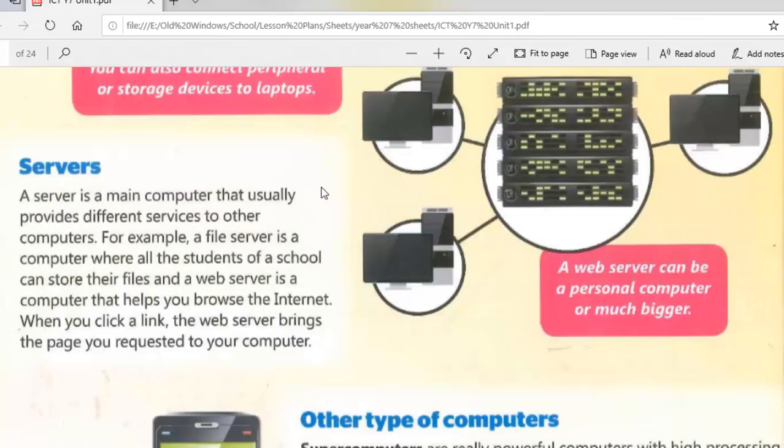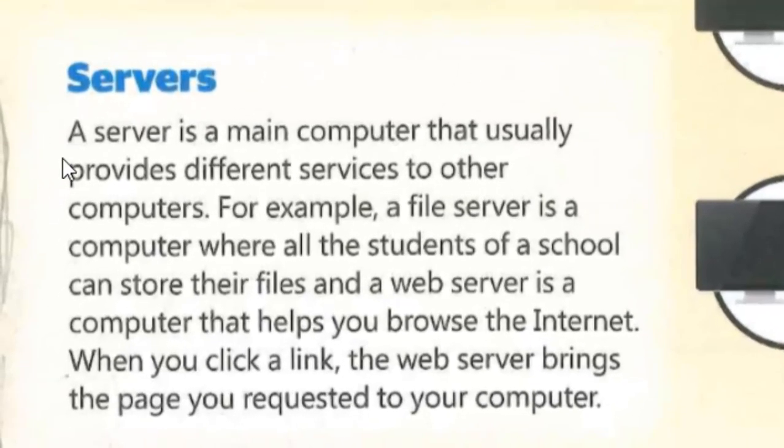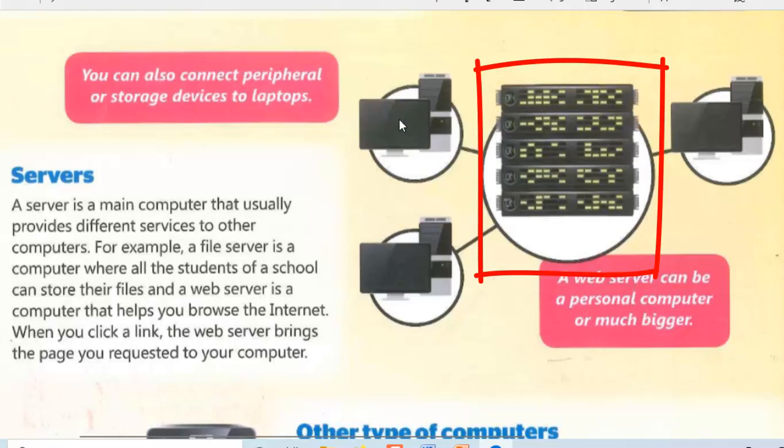Another type of computers are servers. A server is a main computer that usually provides different services to other computers. For example, a file server is a computer where all the students of a school can store their files, and a web server is a computer that helps you browse the internet. When you click a link, the web server brings you the page you requested to your computer. So this is how it looks. This is a server, and those are the computers that ask the server for a service.